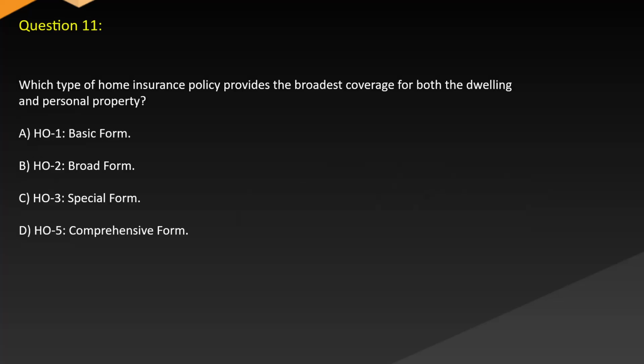Question 11. Which type of home insurance policy provides the broadest coverage for both the dwelling and personal property? A. HO1, Basic Form. B. HO2, Broad Form. C. HO3, Special Form. D. HO5, Comprehensive Form.